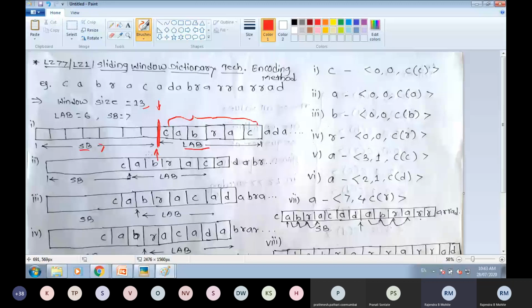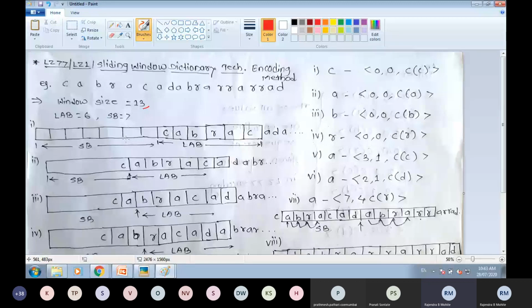Okay, so this is the basic thing we require, and with the help of that we can start the encoding. So for encoding, my example is: encode the given sequence with the help of the sliding window or LZ77 dictionary coding technique.